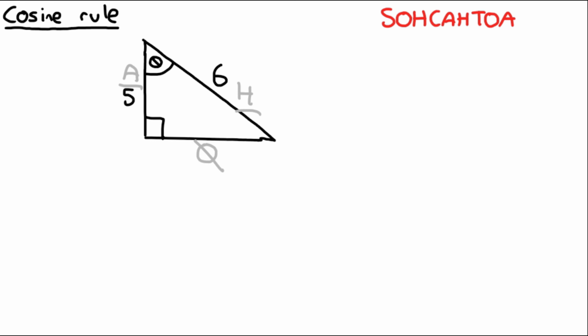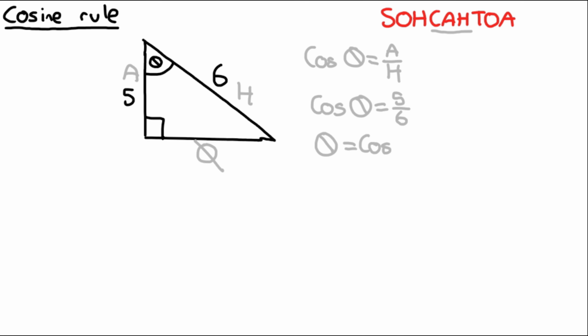So then it's A and H, so we're going to find the trigonometric ratio that has A and H, and if you look at that, that's going to be cos in SOHCAHTOA: cos θ is equal to A over H. Now obviously we don't know θ, so we're just going to keep it as cos θ is equal to A, which in this instance is 5, over H, which in this instance is 6. And in order to find θ, we need to do the inverse trigonometric ratio. So θ is equal to cos⁻¹ of 5 over 6.